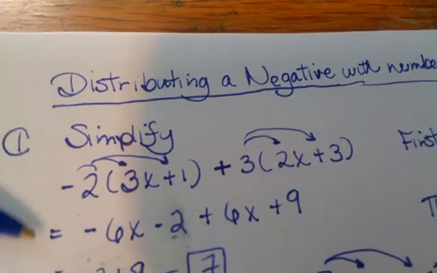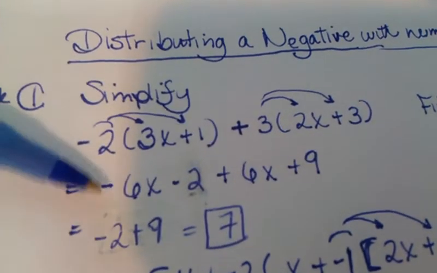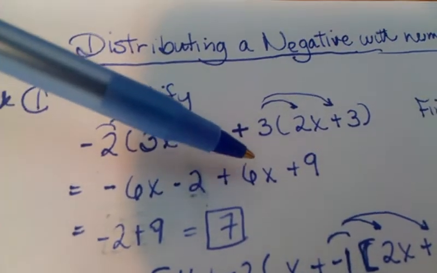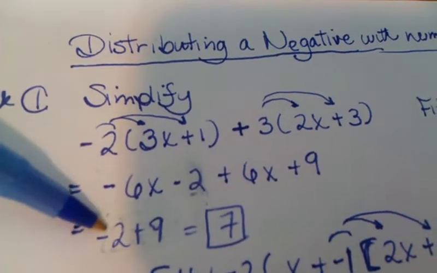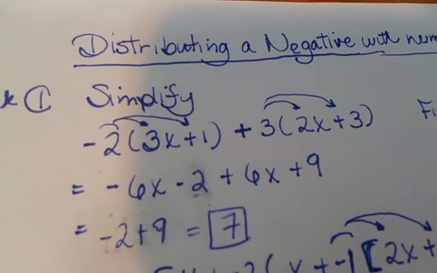Now that I've distributed, I can go ahead and combine like terms, and a negative 6x plus 6x are like terms, and so those terms disappear, and I'm left with a negative 2 plus 9, which gives me 7.